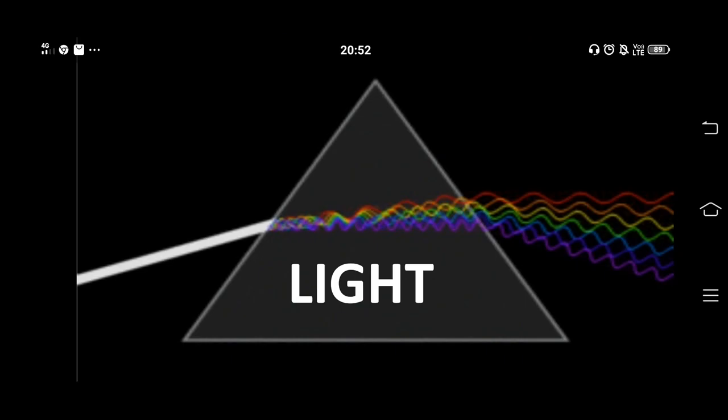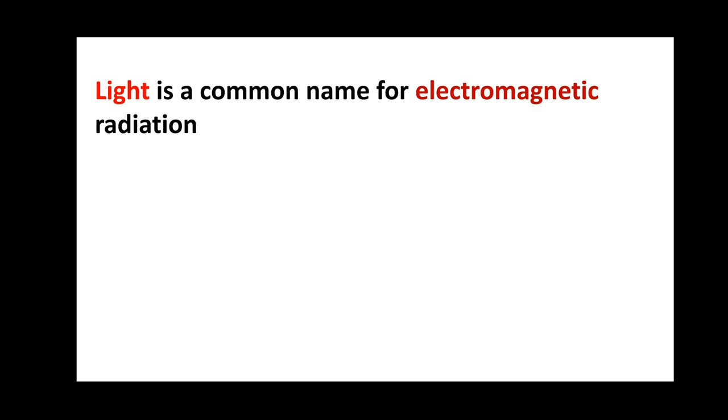Light is a vital part of our life. It allows us to see the objects. It warms the earth's surface. Now, what is light? Light is the common name for electromagnetic radiation.